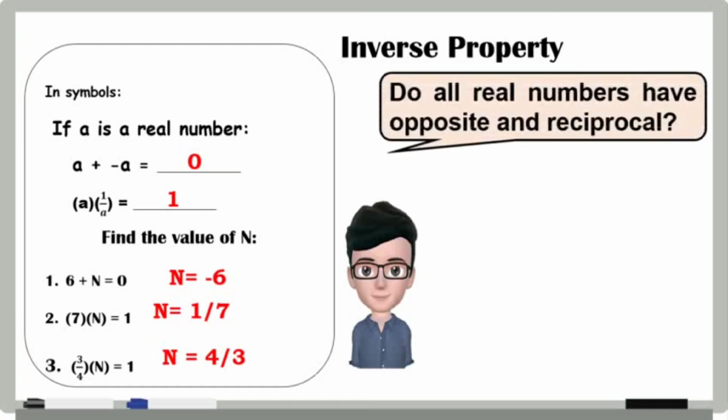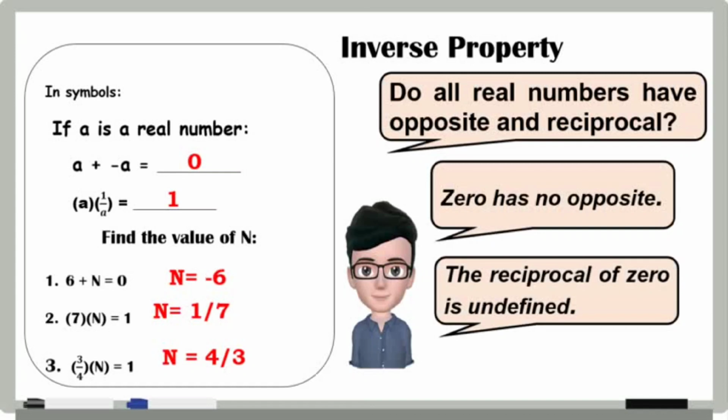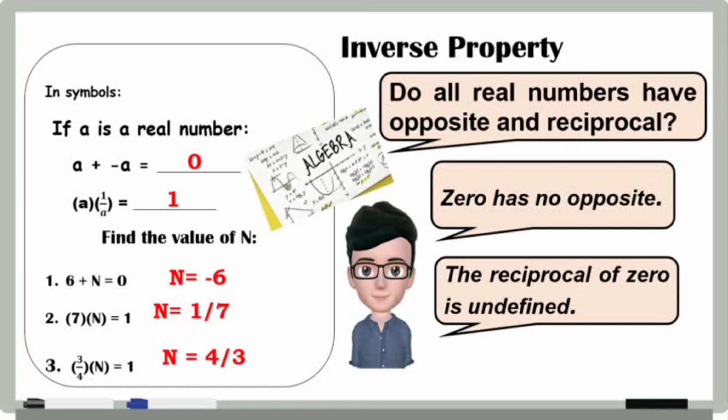Now, the question is, lahat ba ng real numbers ay may opposite at reciprocal? Because 0 has no opposite. Okay, that's correct. 0 has no opposite because 0 is neither positive nor negative. And also, hindi lahat ng numbers may reciprocal kasi ang reciprocal ng 0 ay undefined, which is not considered as a number. Application ng inverse property, ito ay makikita nyo or ma-apply nyo sa mga concepts sa algebra.